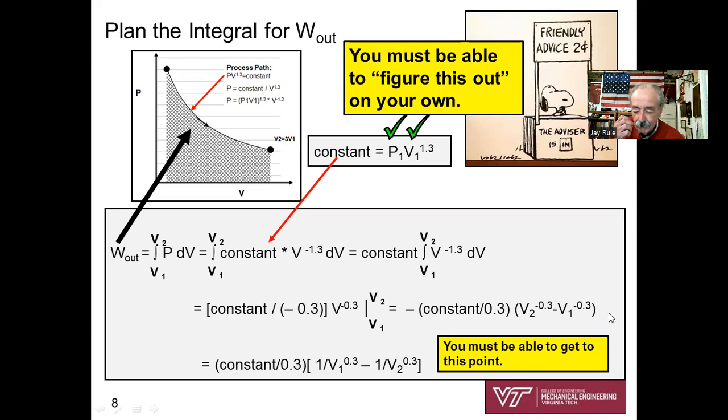And now I'm thinking ahead towards my calculator work. I tend to do better on my calculator with positive exponents than negative exponents. So I go to my next algebra step by picking up this minus sign. I will flip the V1 and the V2 term. If I bring this minus sign over into here, I can flip V1 and V2. Another step I make is I change V2 to the minus 0.3 into 1 over V2 to the 0.3, and I change V1 to the minus 0.3 into 1 over V1 to the 0.3.